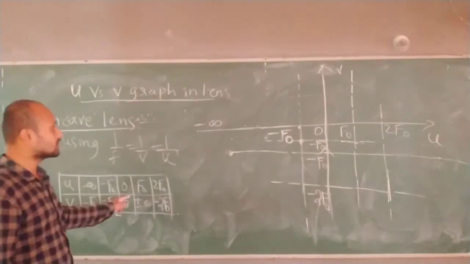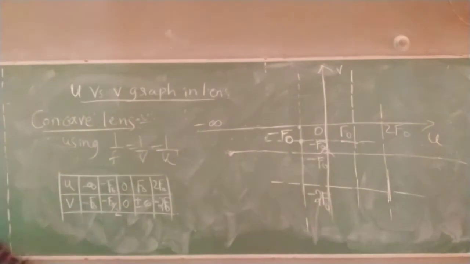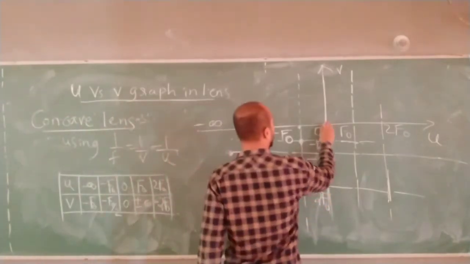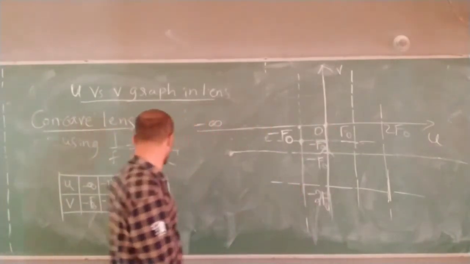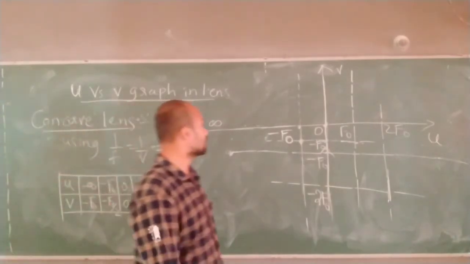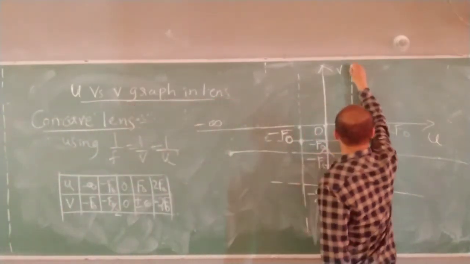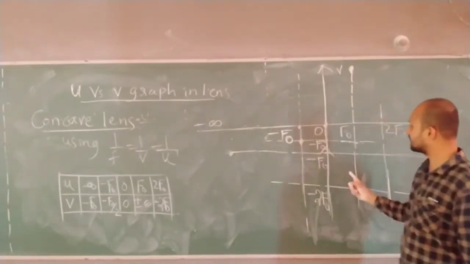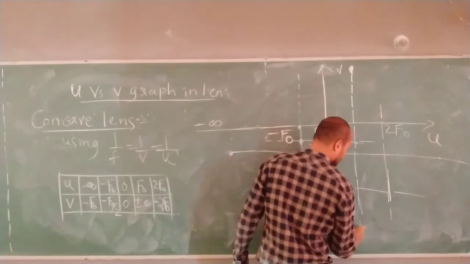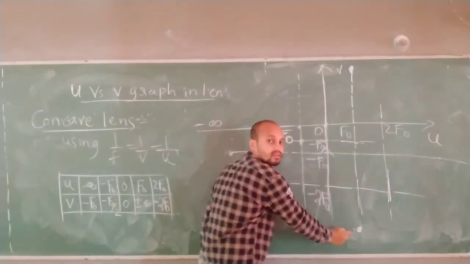When object distance is at 0, where will be the image? 0. This is the point. Then, when object is at f0, image is at plus or minus infinity. This is plus infinity when object is at f0. This is minus infinity.